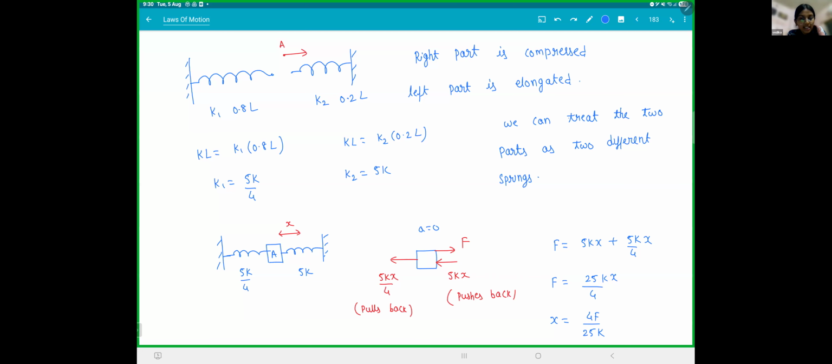Sir, can you explain the last part again? Yes, where did you get confused? If you push the block to the right by x, you're pulling with the force F. So what will happen? This spring will get compressed by x. This spring will get elongated by x. So what are the forces on the block? Force F, spring force, spring force. So there are three forces and it is in equilibrium. Any other doubts on this?